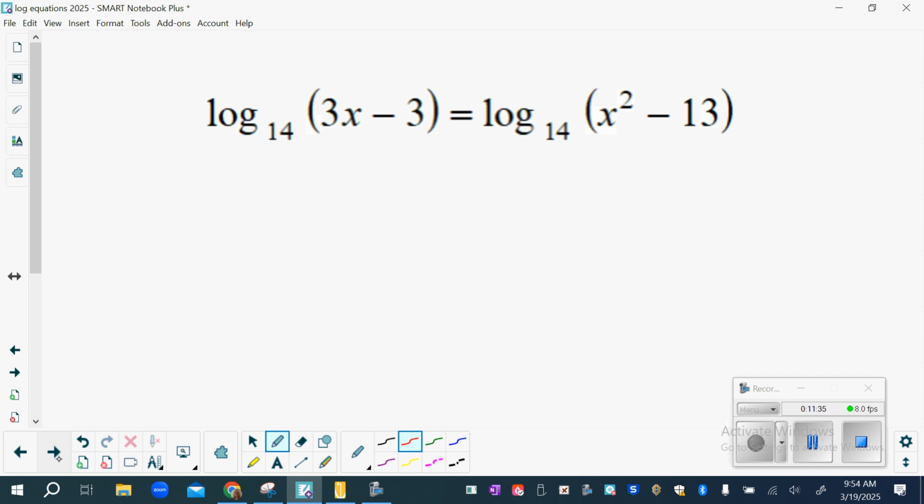I have the x squared on one side, so move the 3x and move the negative 3 to the other side. Nice, easy x factoring in a minute.